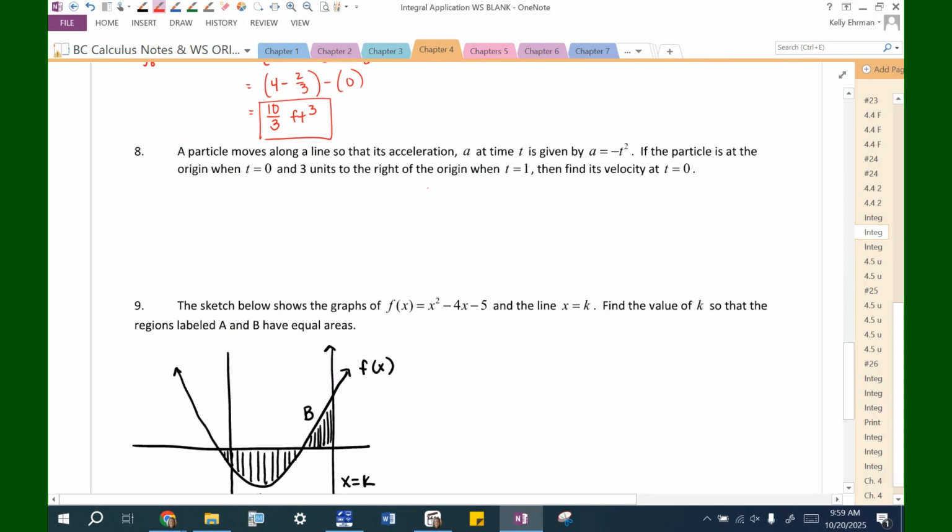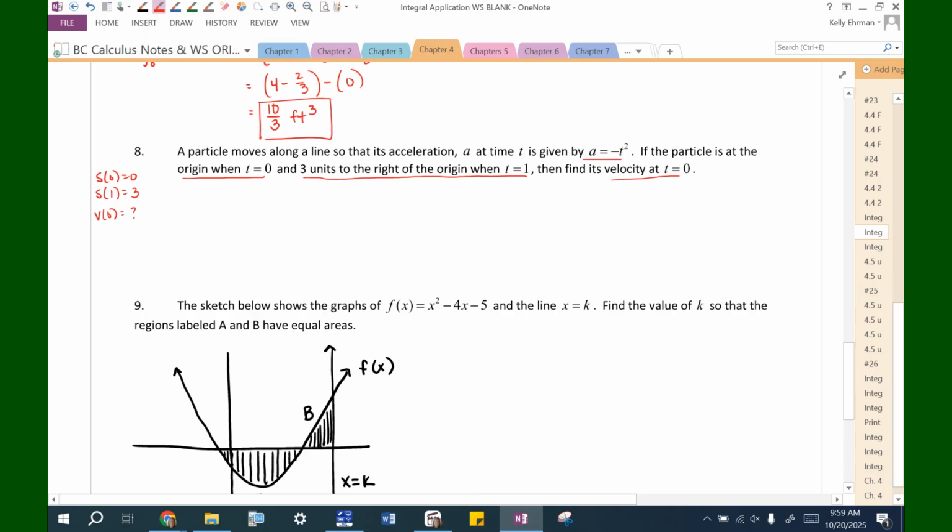Number 8, a particle moves along a line so that its acceleration is given by this. If the particle is at the origin at 0, that's a position. Let's call position S. So S of 0 equals 0. And it's 3 units to the right of the origin when t equals 1. That's another position. S of 1 equals 3. Then find its velocity at 0. So we want v of 0.